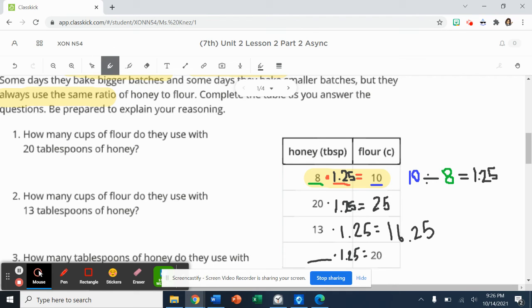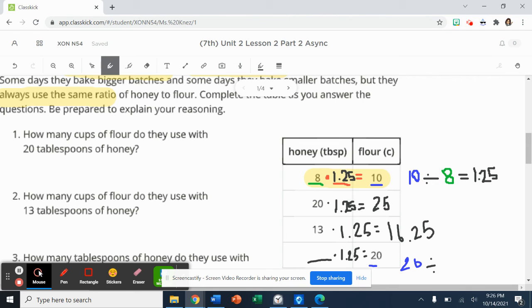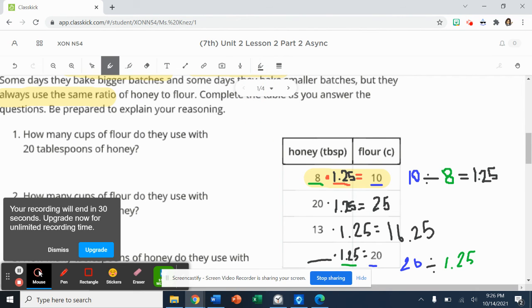So we need to divide 20, again, using that same inverse operation strategy, 20 divided by the factor we know, which is 1.25, to tell us our mystery number. And 20 divided by 1.25 is, again, something you could definitely use a calculator for, but you should get 16 tablespoons of honey, which is your mystery number right here.